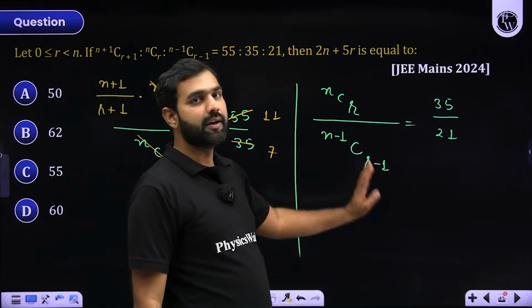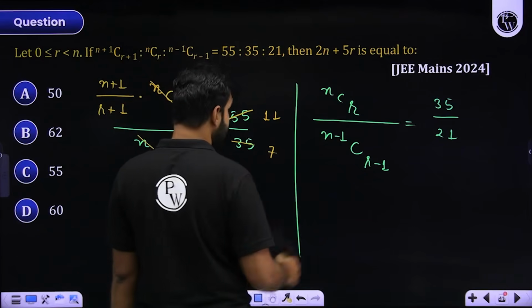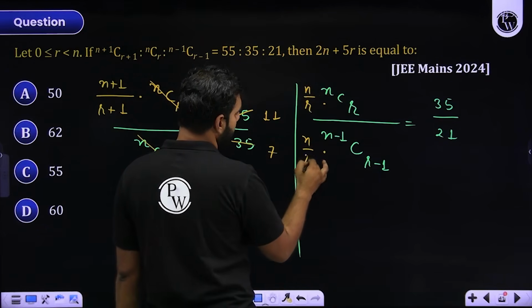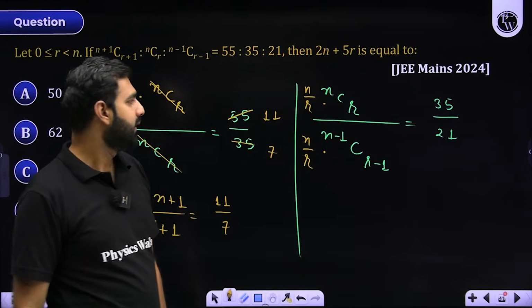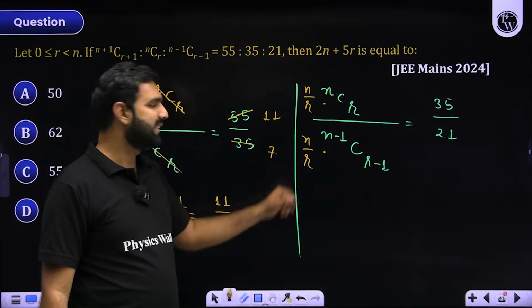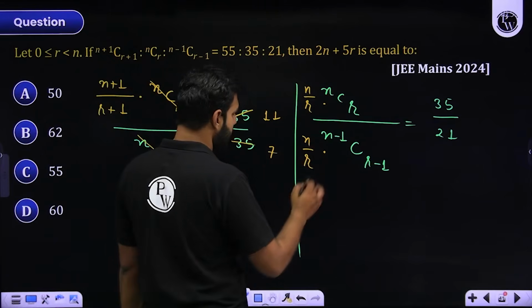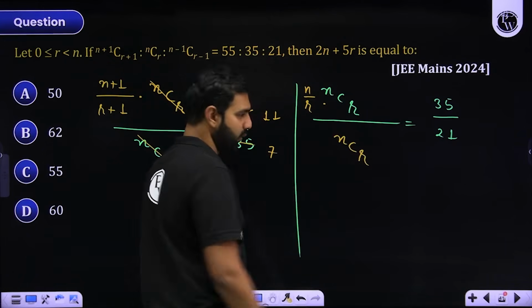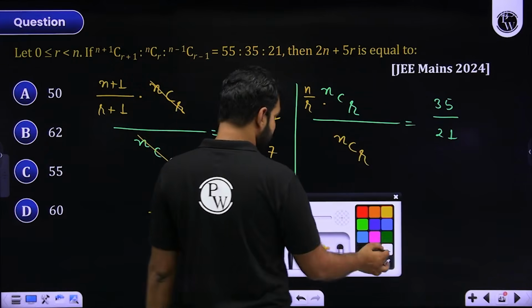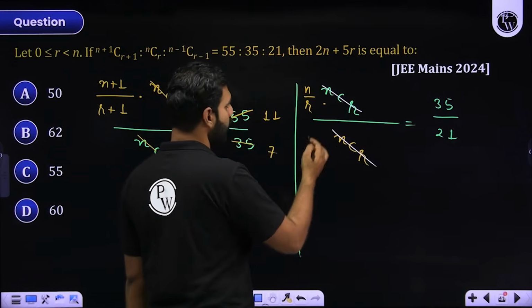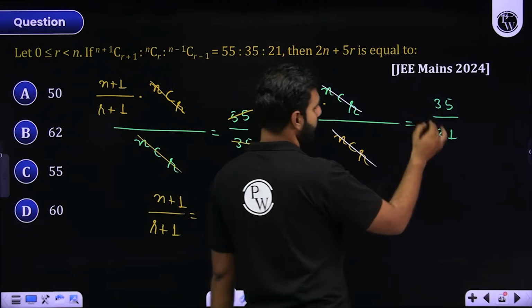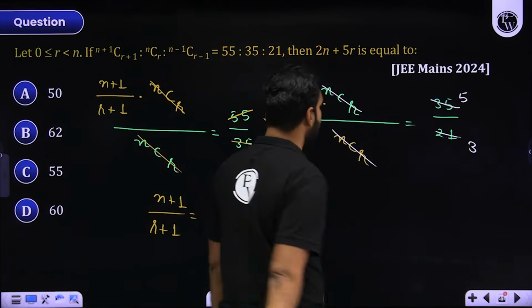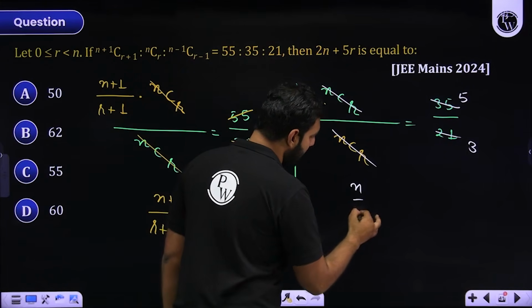Can I not do the same here? Let's say I'm multiplying both numerator and denominator by N by R. See, N minus 1 C R minus 1 times N by R, do you not think this expression is nothing but NCR only? So again, as you can see very clearly, this NCR gets cancelled by this NCR. So what are we left with? We are left with, of course, 7 into 5 is 35, 7 into 3 is 21. So as we can see, N by R is nothing but what?